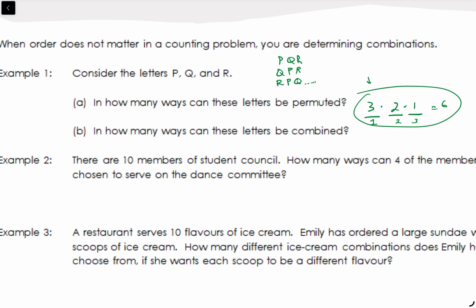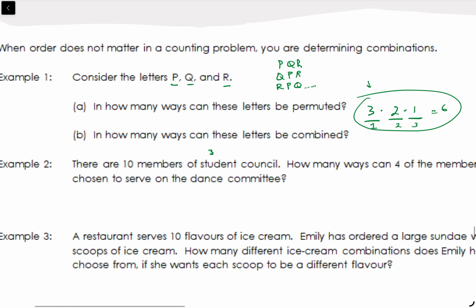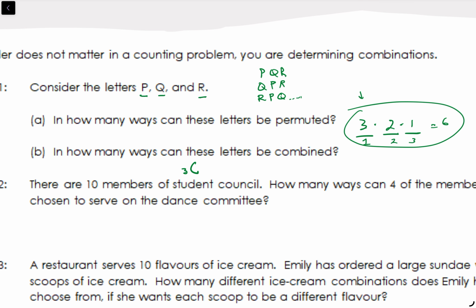Now, how many ways can this be combined? There are three objects, and we're going to choose 3 at a time, so it's 3 choose 3, and this is just 1. Basically, I have these 3 letters, and we are not going to distinguish between P, Q, and R, or R, P, and Q. Those are going to be the same.